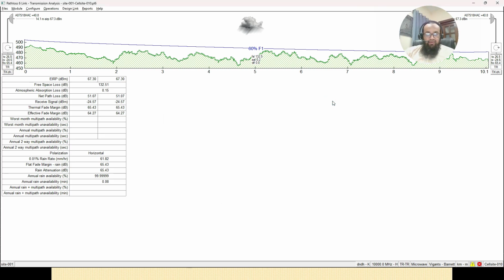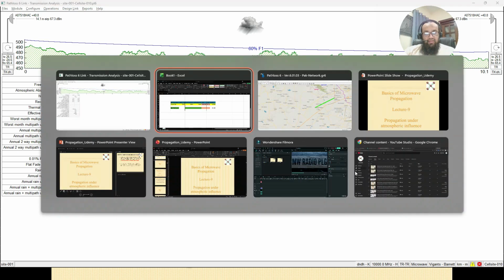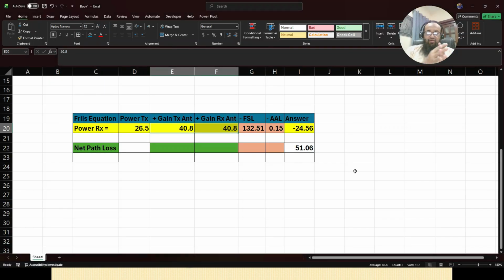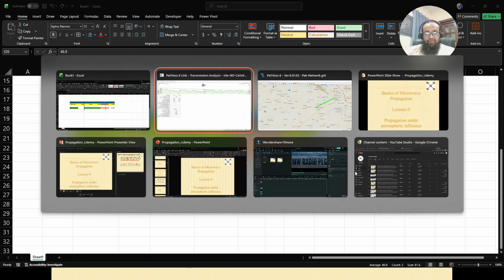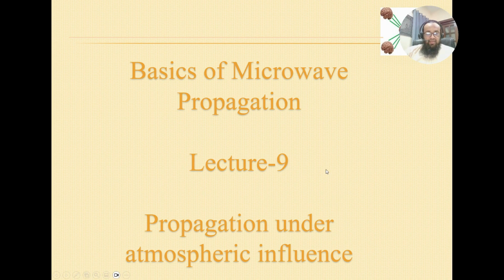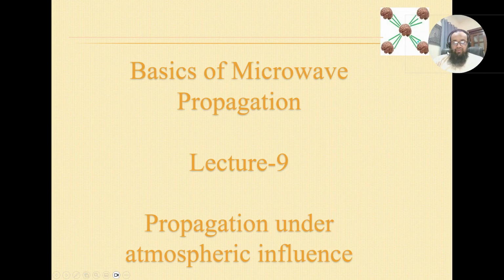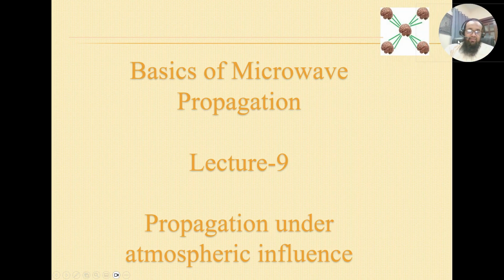I hope you are getting something out of it. My point is that I want you to have some background idea of how the numbers that we see on the Pathloss screen are actually calculated. If you have any questions about it, you can comment and I will be very happy to guide you. That was part of the previous lecture, in which we studied the FRIIS equation, and I showed you how it is used in Pathloss and how my values in Excel were the same as the values in Pathloss.